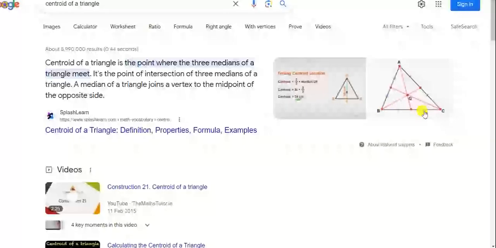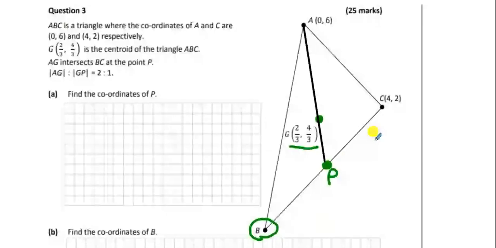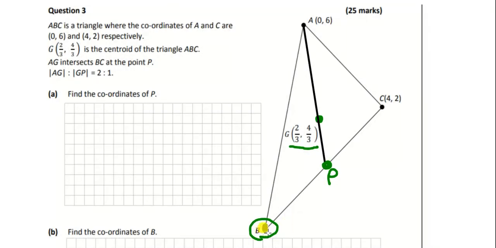As it turns out, the centroid links any corner to the middle of the line that it's facing. So we actually do know that P is the midpoint of BC. So that's what a centroid is. You link any corner to the middle of the opposite side, and where the lines intercept is the centroid. So you would have needed that definition to do this question, and the definition is on the course. We St. Aidan's lads won't have covered that just yet, but you will do in due time.